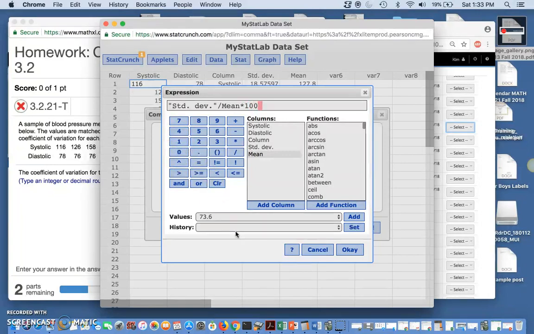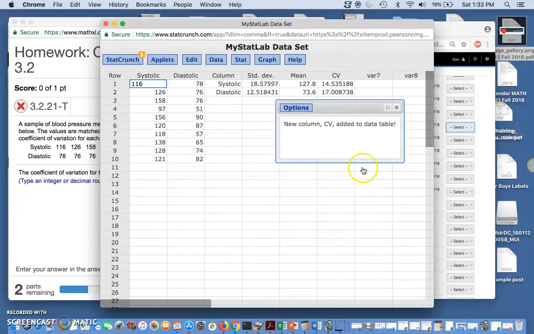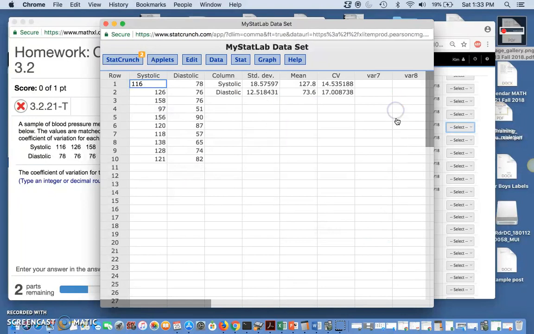Okay, we've done that. Type OK. And then for the label, we want to label it CV for coefficient of variation, and compute it. And you're given a new column.